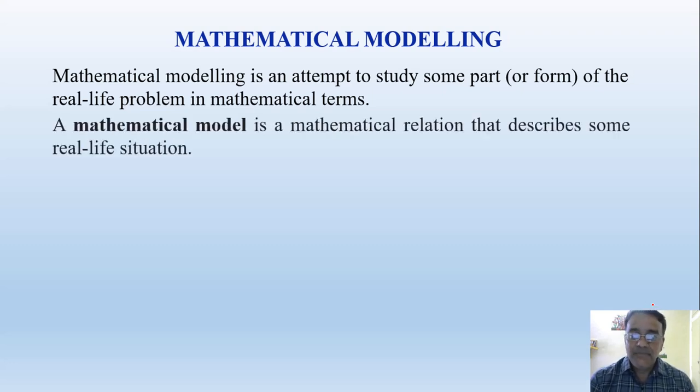For example, you have solved some problems with respect to simple interest using the formula for finding it. The formula or equation is a relation between the interest and the other three quantities that are related to it: the principal, the rate of interest, and the time period. This formula is an example of a mathematical model. So mathematical model is a mathematical relation that describes some real life situation.